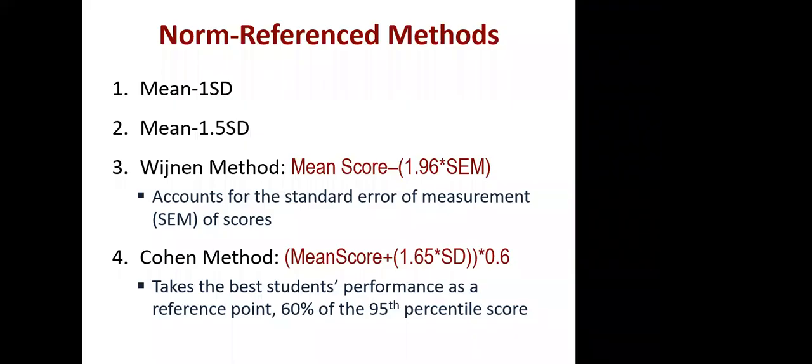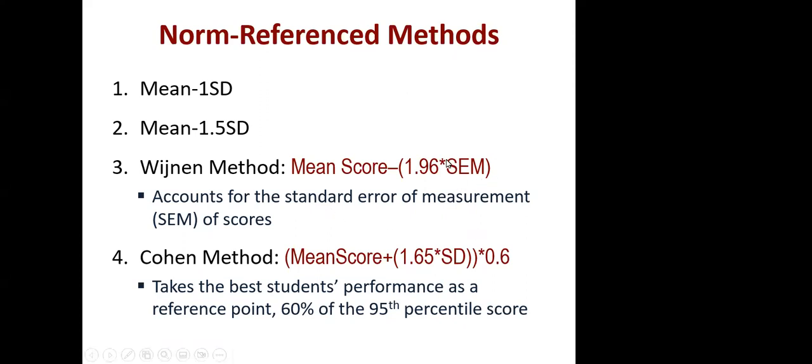So norm-based methods. These are mean minus 1 standard deviation, mean minus 1.5 standard deviation, Wijnen method, and Cohen method. I will not go into the details. However, if you see, all of them have means and standard deviations. So if the cohort is a good performing cohort, a high scoring cohort, the passing score will become higher automatically. And if I sit in an exam with a low performing cohort, the pass score will automatically come down and I can get an advantage. So this is a limitation of norm reference methods.